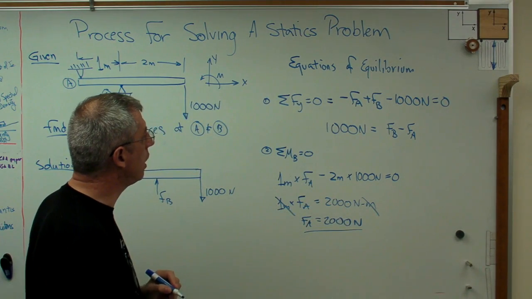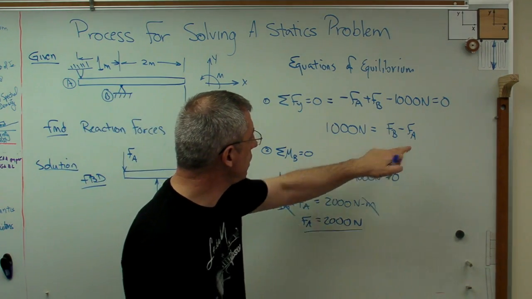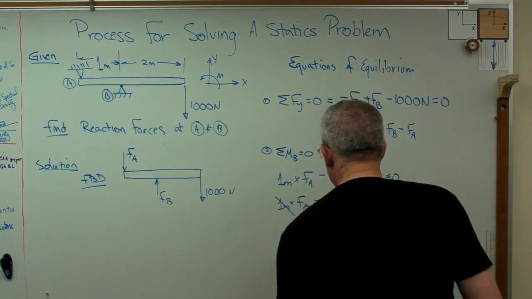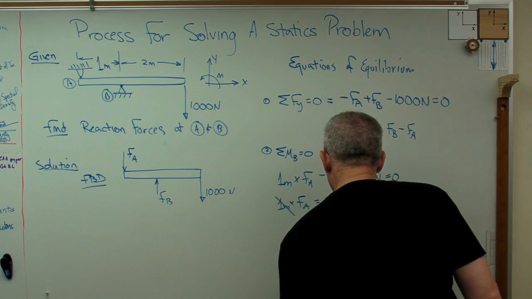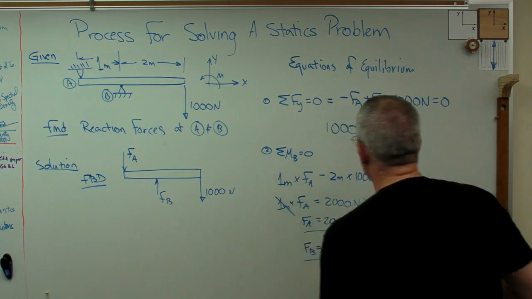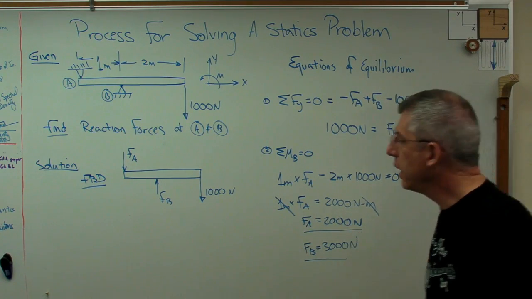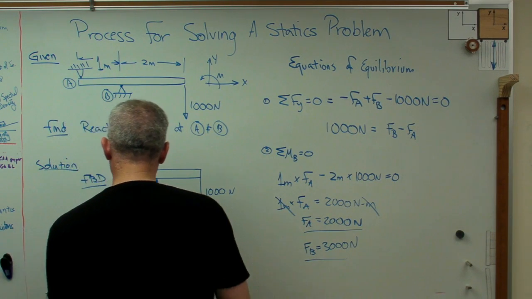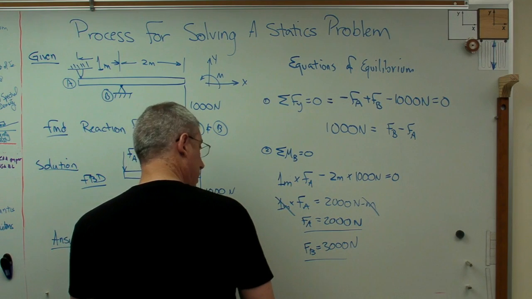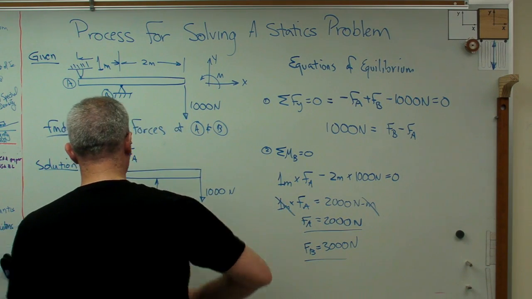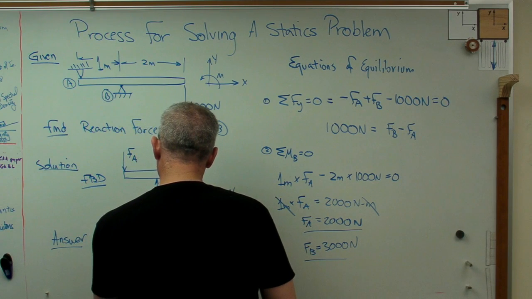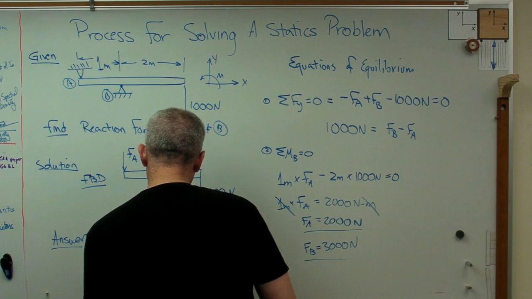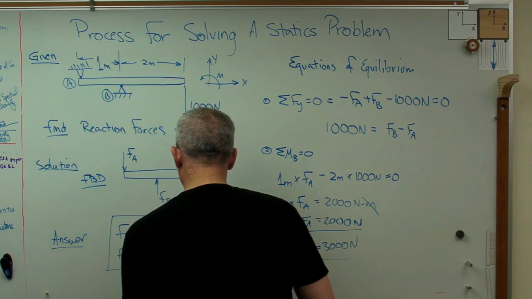I'll draw a line under that. If FA is 2,000 newtons, FB minus FA equals 1,000, so FB must equal 3,000 newtons. And there you go, there's the solution. Now, just to finish it up here in GFSA format, I need to write out the answer. FA equals 2,000 newtons, and FB equals 3,000 newtons. And just to show I'm done, I'll draw a box around that.